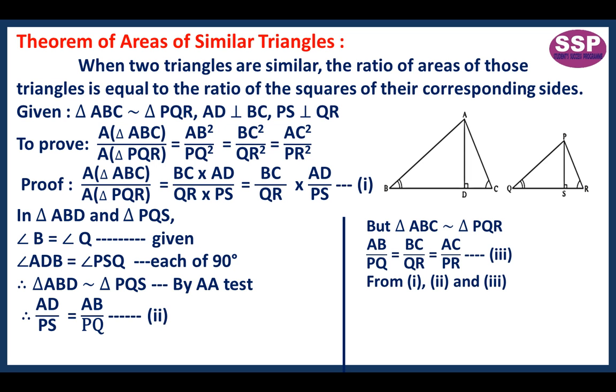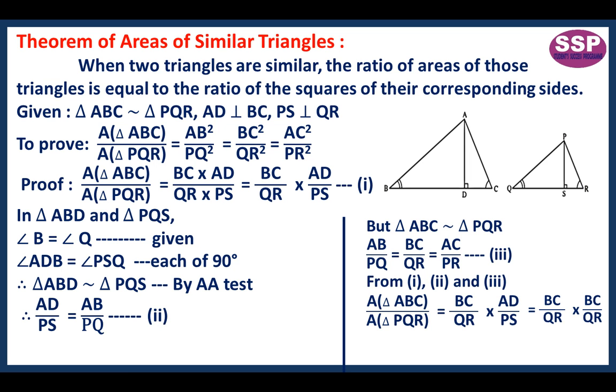Therefore from 1, 2 and 3 we can write as area of triangle ABC upon area of triangle PQR is equal to BC upon QR into AD upon PS. Now BC upon QR remains as it is. Now changing AD upon PS with BC upon QR, we get BC square upon QR square. That is equal to AB square upon PQ square is equal to AC square upon PR square from equation 3.